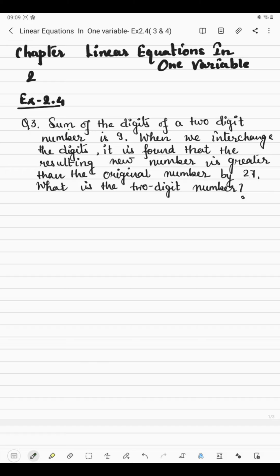Hello students, today I am going to start question number 3 of exercise 2.4. Now in this question we have: the sum of the digits of a 2-digit number is 9. When we interchange the digits, it is found that the resulting new number is greater than the original number by 27. What is the 2-digit number?